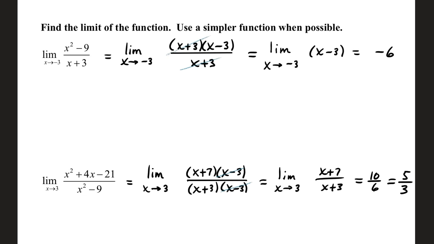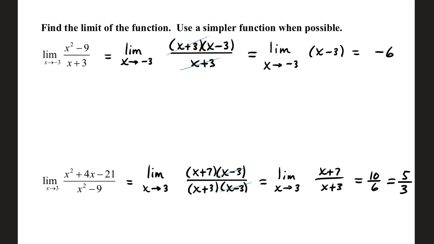Find the limit of a function, use a simpler function when possible. The limit as x approaches -3. This function is not well defined at -3 because you have a 0 denominator. You also have a 0 numerator.